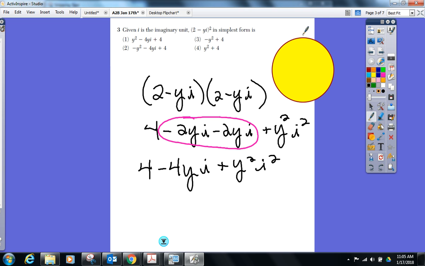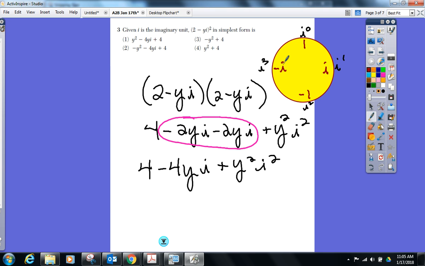Okay, so I have i to the 0, i to the first, i squared, i to the third. Anybody want to help a brother Matt out? i to the 0? We got a week here, guys. Come on. 1, i to the first, i squared, i to the third. Okay, what's i squared?